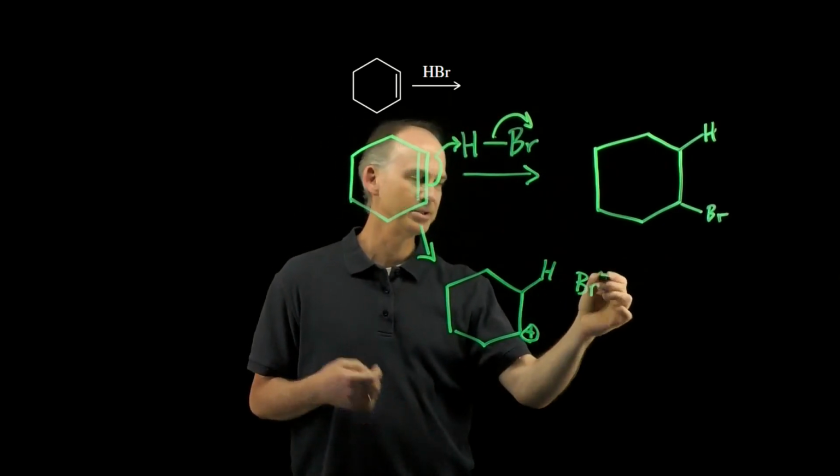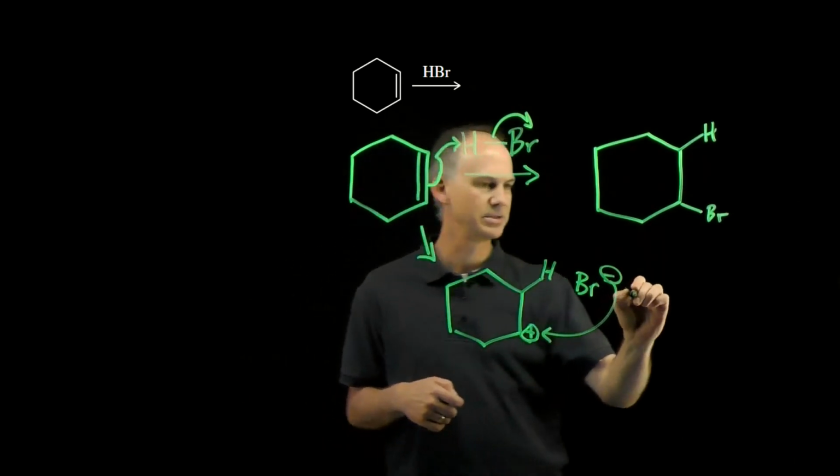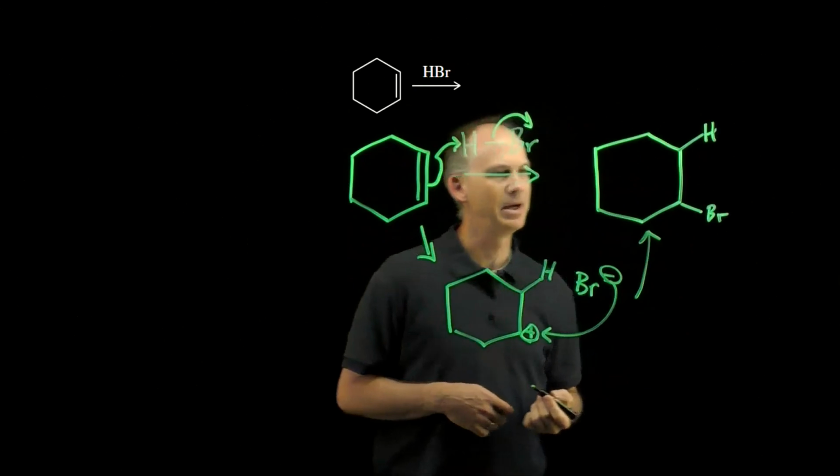The next part of the reaction, negatives attack positives, is the bromine attacking the positive charge to form the carbon-bromine bond as shown here.